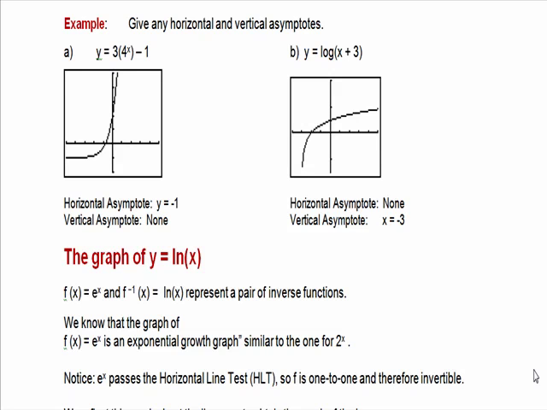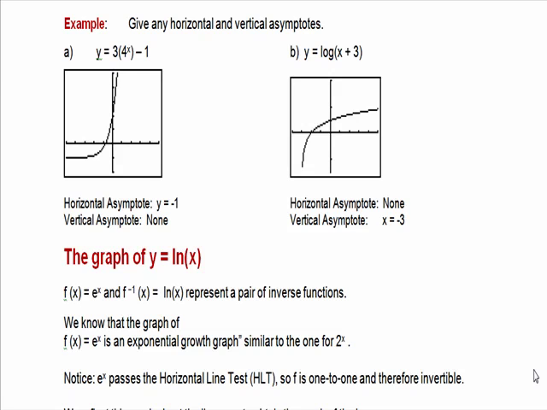Let's now take a look at some functions and find their horizontal and/or vertical asymptotes. So our first example is y equals 3 times 4 to the x minus 1. If I graph this function, first of all, I notice it's exponential. Exponential functions tend to have horizontal asymptotes. So notice if I look at this function, it has a horizontal asymptote at y equals negative 1.